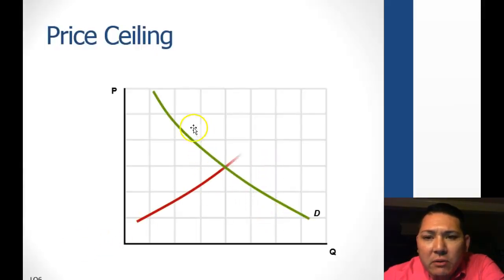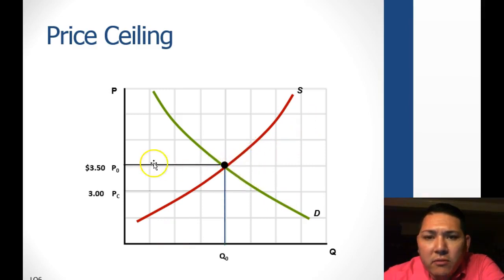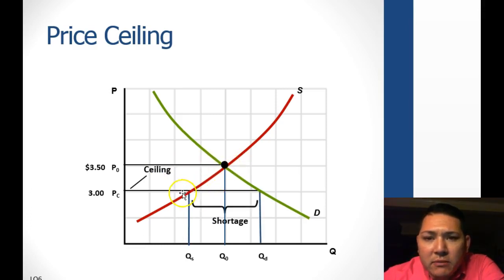So again, we have our demand line and our supply line in some equilibrium point. At 350 is where they're saying our equilibrium point is. Well, suddenly we have a price ceiling saying we can't charge more than $3. What happens? It creates a shortage. At $3, more people want whatever it is than we are willing to supply. It creates a persistent product shortage.